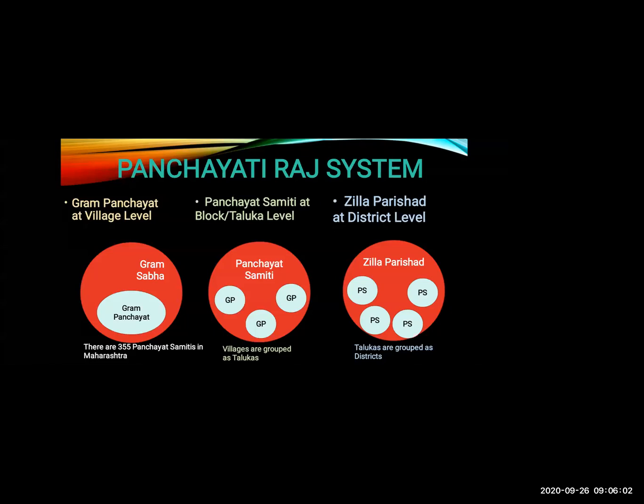Then Jilla Parishad. Jilla Parishad is at district level. This is the third level of rural government, that is Jilla Parishad. In this, the small Panchayat Samitis are grouped together, and then a district of that state is formed. Okay, now Gram Panchayat means a single village, then a group of villages is called a taluka, and a group of blocks or Panchayat Samitis is called a district. It is also known as ZP. Okay, that is Jilla Parishad.